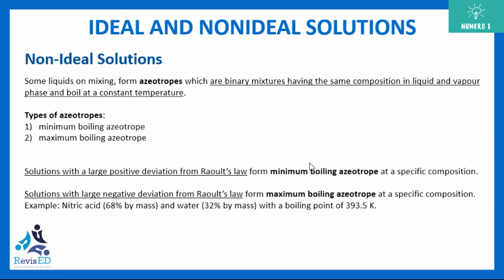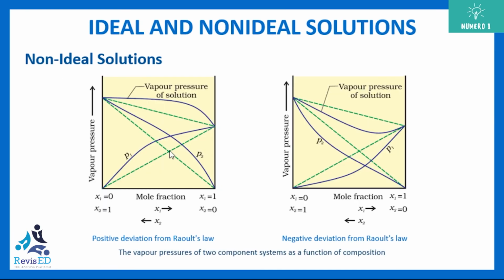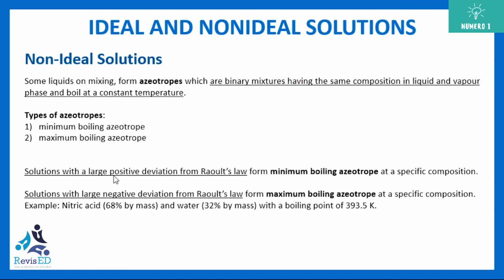Now, how to memorize or remember this statement, like solutions having large positive deviation? Let's go back. If you see here, the positive deviation is quite large. Whenever the positive deviation is large, that means the components are volatile. Volatile meaning they will evaporate much faster, right? So obviously they need less temperature to vaporize. That's why whenever there is large positive deviation, minimum boiling point will be observed.